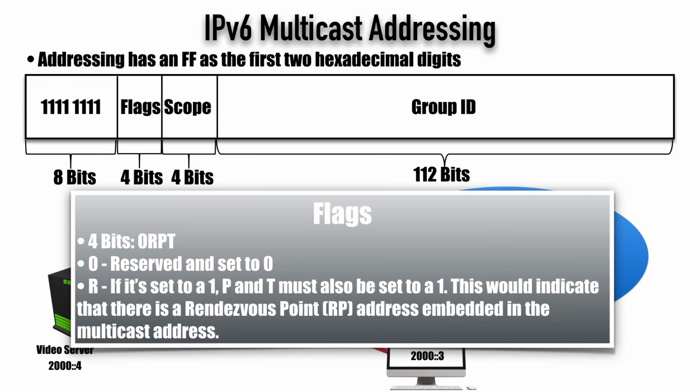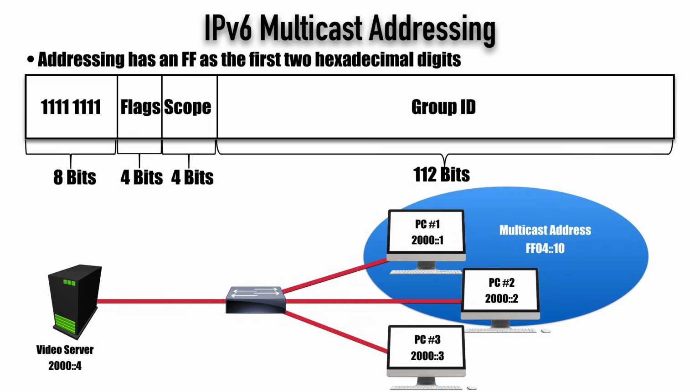If I want to receive multicast traffic destined for a multicast group, what I could do is tell the rendezvous point that I want to receive that traffic, and it could send it to me. More on that later, but the R, P, and T bits are going to indicate whether or not a rendezvous point address is embedded in the multicast address. What about the scope field?